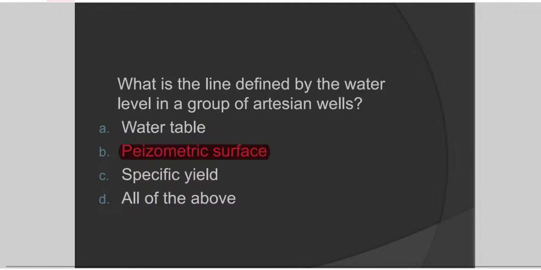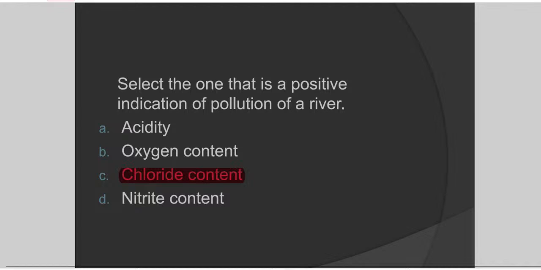What is the line defined by the water level in a group of artesian wells? A. Water table. B. Piezometric surface. C. Specific yield. D. All of the above. Select the one that is a positive indication of pollution of a river. A. Acidity. B. Oxygen content. C. Chloride content. D. Nitrite content.